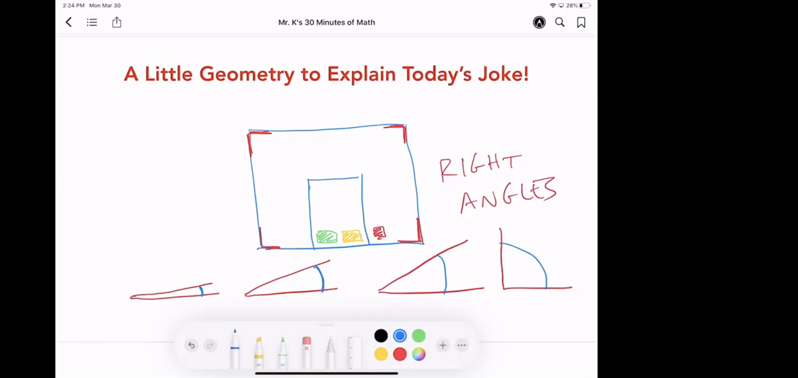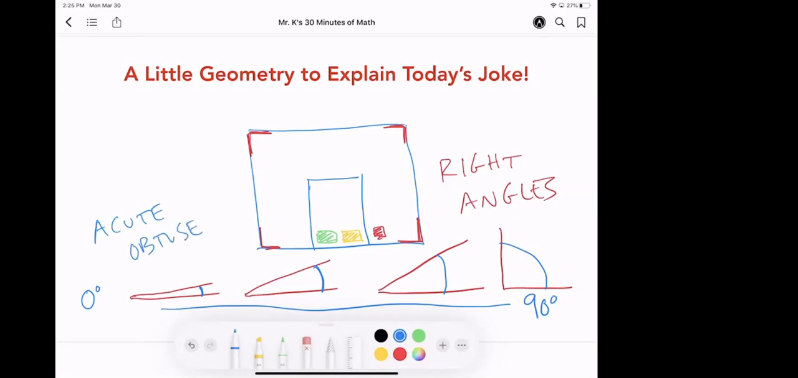So we start at 0 degrees. That would just be a flat line. And then we get bigger and bigger and bigger, all the way to here would be 90 degrees. And if you remember from one of our earlier lessons, everything up to 90 degrees is called an acute angle. And if you go between 90 degrees and 180 degrees, it's called an obtuse angle. So let me show you some obtuse angles. This would be obtuse. So remember, this is 90.